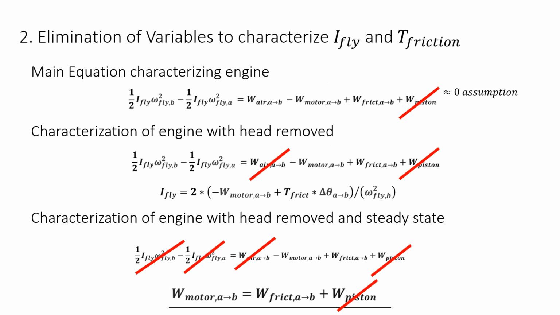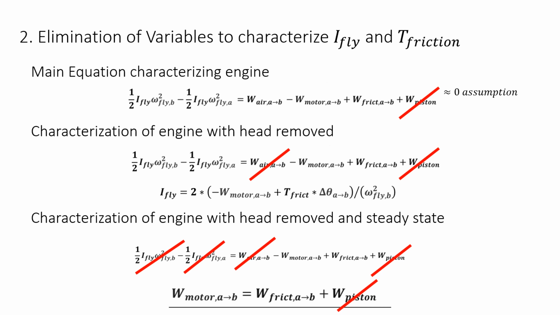The first step that we could do to eliminate variables is the characterization of the engine with the head removed. So this eliminates the work done by air variable, but still leaves us with the moment of inertia of the flywheels as well as the work done by friction. A further simplification is looking at the engine with the head removed, but also during steady state. This eliminates the change in angular velocity on the left side of the equation and cancels out the I fly unknown term, which leaves us with the work done by the motor and the work done by the friction, which we can calculate. So after we calculate the work done by the friction, we can find T friction.